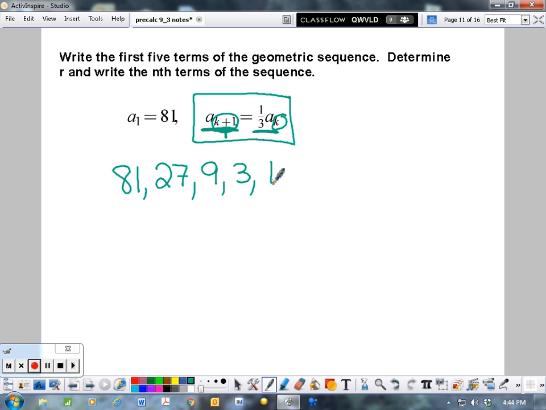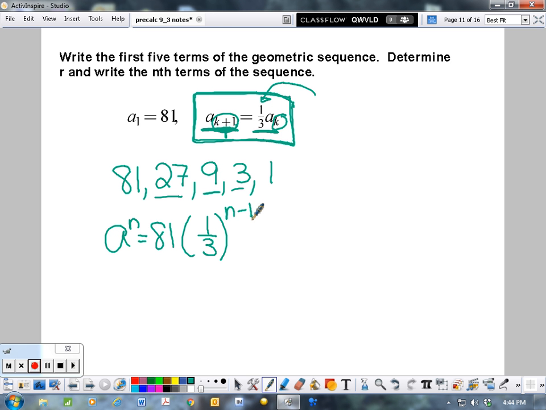And so this really tells me what to do to find each next term. It's called the recursive rule, because I can use this one with the rule to help me find this one, and I use this one to help me find that one, so on and so forth. But if I want to find an nth term, I have to figure out what I am doing each time. Luckily, this recursive idea tells me right away, I am multiplying by 1/3 each time. So I take my first term, multiply by 1/3 to the n minus 1 power, and that gives us that nth term.